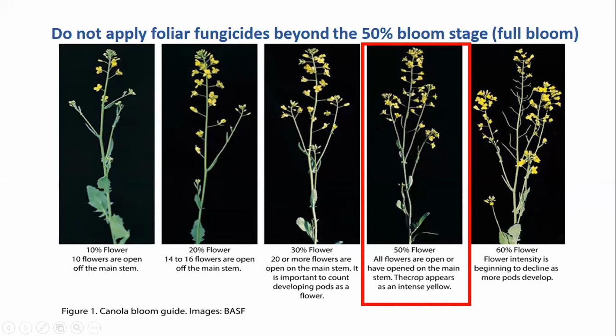So this is an example of what 50% bloom looks like. It's full bloom when the crop appears in its most intense yellow colour and pods are only just starting to develop. So if you have a crop that has varied growth stages in it, you need to have a look at the overall paddock, and if there are areas of the paddock beyond 50%, then you need to avoid spraying fungicide in that area.